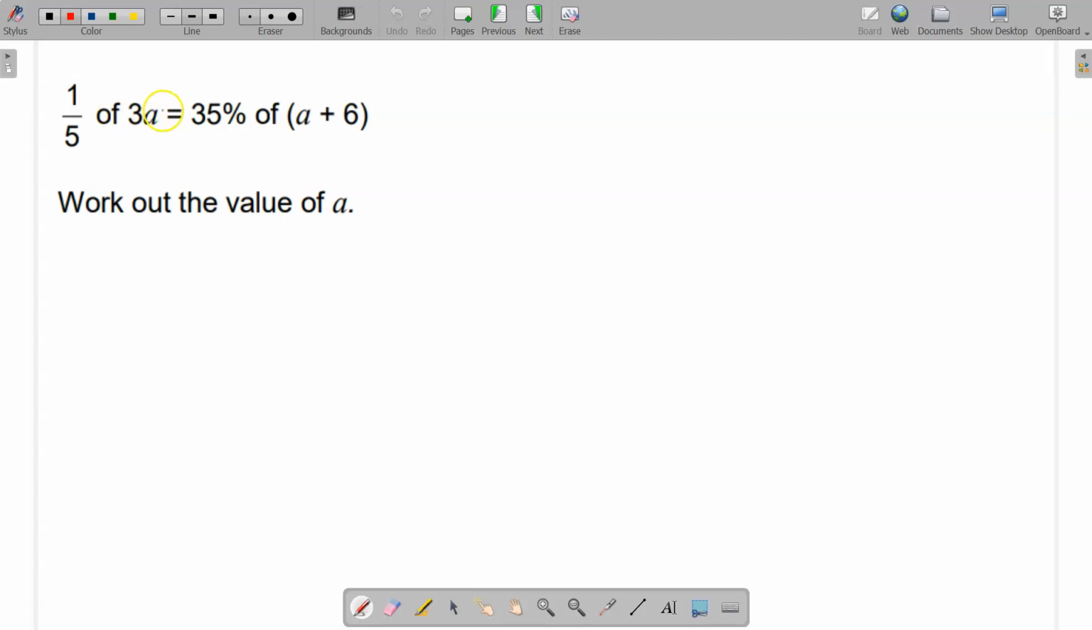A fifth of 3a is 35% of a plus 6. We've got to find a. Well, I'm going to start just by putting this more formally in algebra. A fifth of 3a is the same as saying 3a over 5, and we're told that that's 35% of something. Well, 35% is 7/20. Okay, so it's 7/20 of a plus 6.